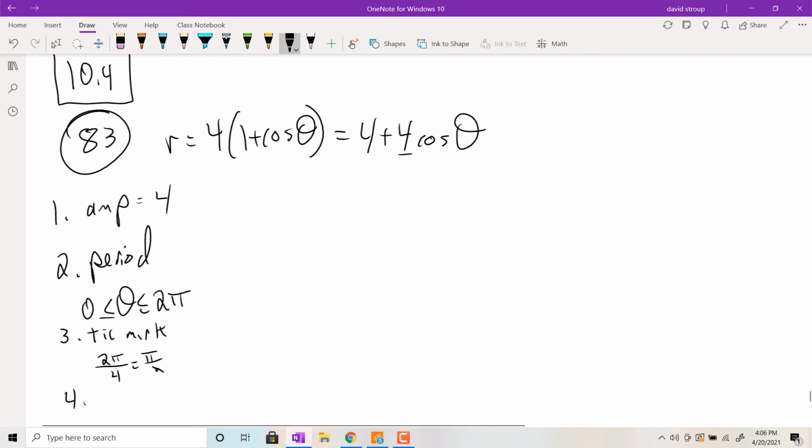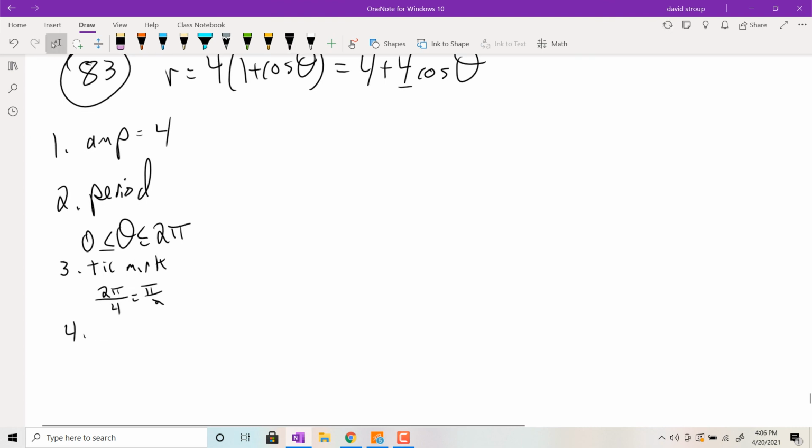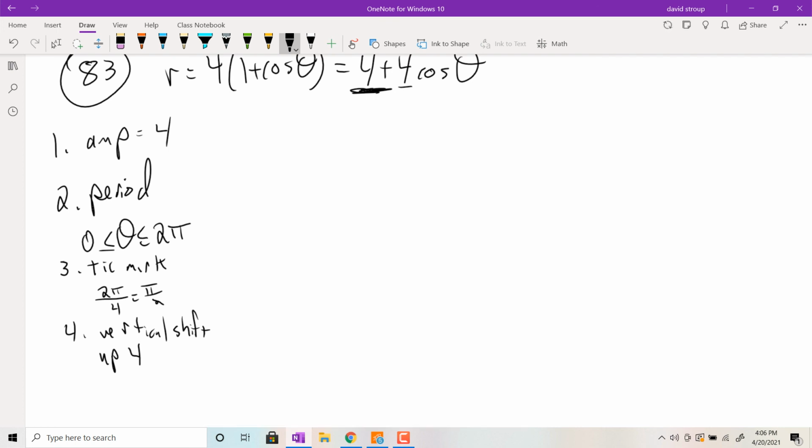And then this guy has a vertical shift up by 4. That's what this 4 does to it. Okay, so vertical, this 4 up here. Vertical shift, so it's going up 4. Okay, so I plot all that stuff in the r theta plane. Ugh, I need a little more room. So 1, 2, 3, 4, 5, 6, 7, 8-ish. 1, 2, 3, 4. And by pi over 2s.